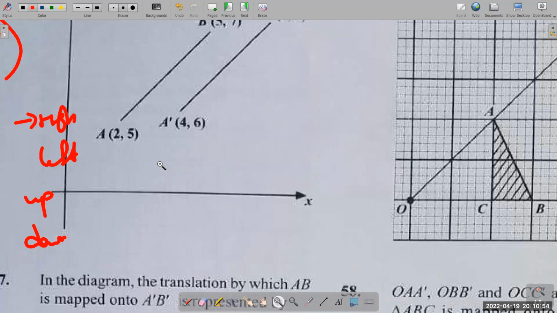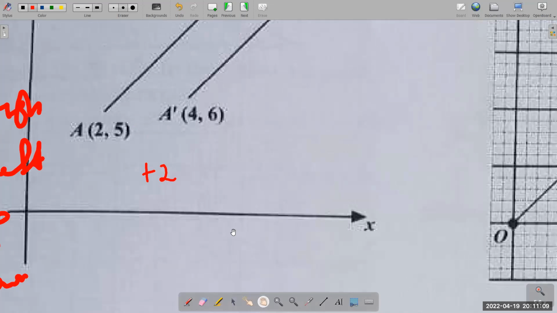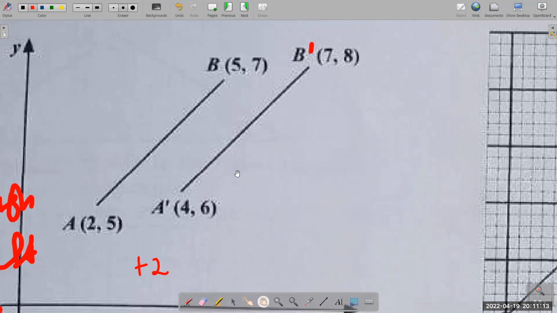When we look at A, what happens to A? X in A moved from 2 to 4. So that would be what? A plus 2. Agree or disagree? You need to make sure it's the same. You need to make sure that the X moved plus 2 over here too. So B moved plus 2. So for now, our X value is 2.